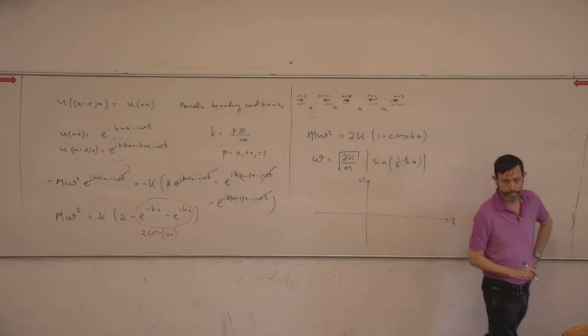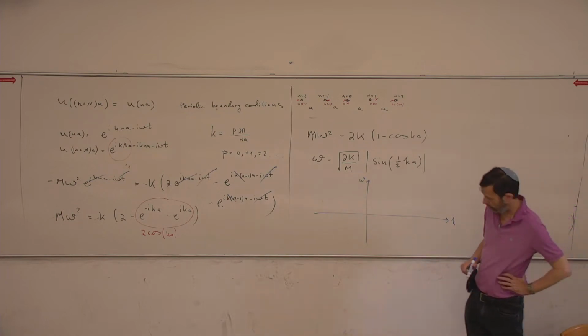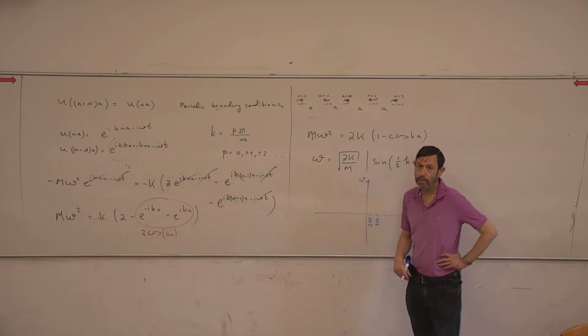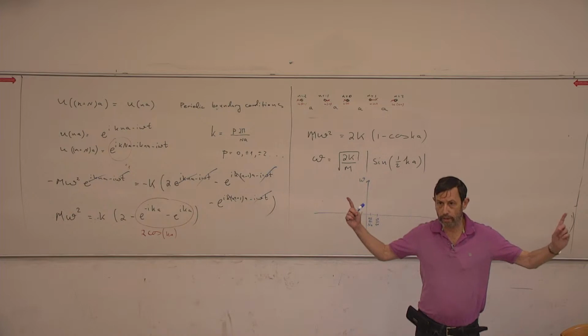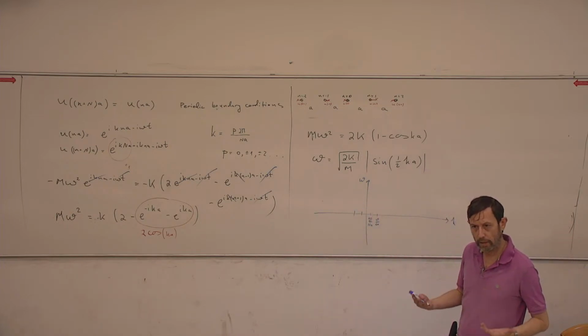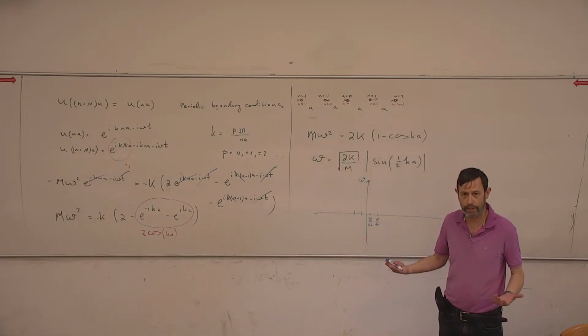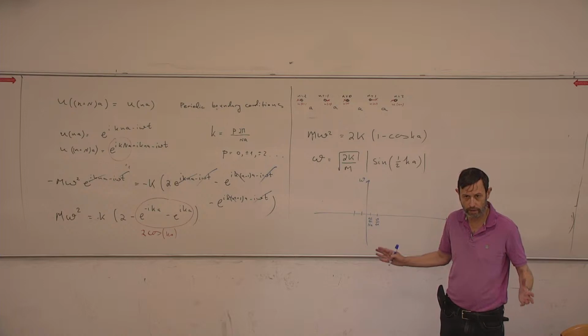Omega is a function of k. First of all, it's important to remember that my points are discrete. That discreteness comes from the boundary conditions. So in principle, if I'm talking about a very large system, n goes to infinity, and at the moment I can disregard these discrete points.